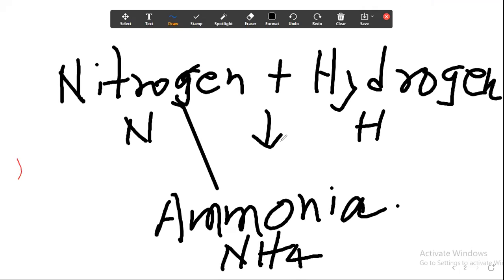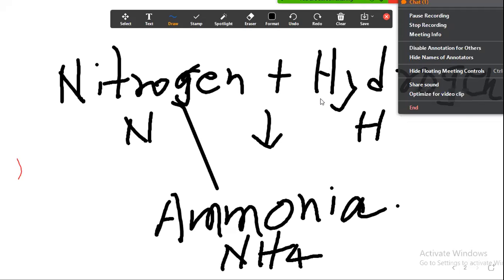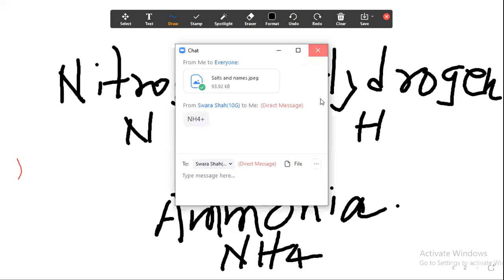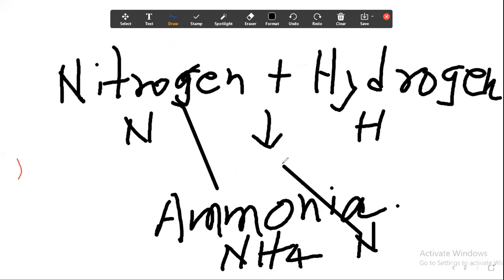How many of you agree to this, students? And can somebody please tell me whether it is correct or not? Virmit, can you please tell me whether it is correct or not? NH3. NH3. Very good. That is the correct one for ammonia, right? Ammonia compound, that is NH3. Very good. Okay, what about nitrogen and hydrogen?